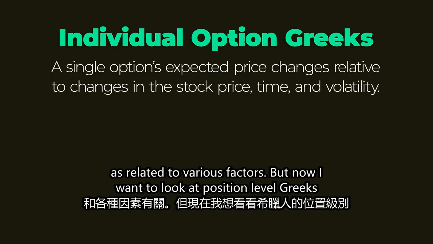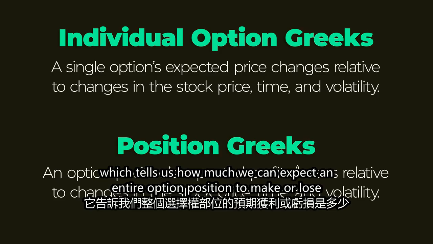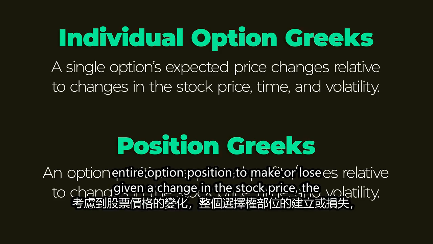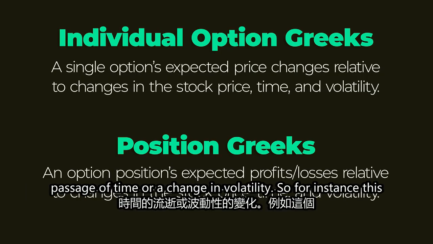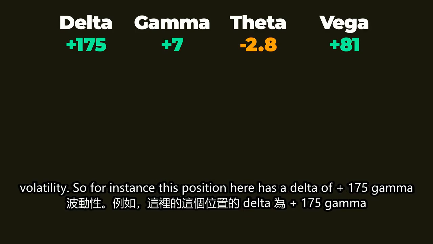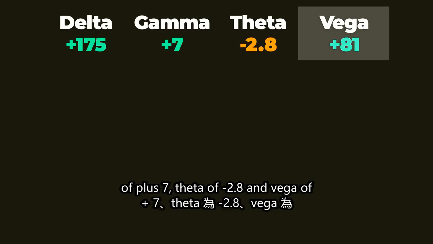But now I want to look at position level Greeks, which tells us how much we can expect an entire option position to make or lose given a change in the stock price, the passage of time, or a change in volatility. So for instance, this position here has a delta of plus 175, gamma of plus 7, theta of negative 2.8, and vega of plus 81.